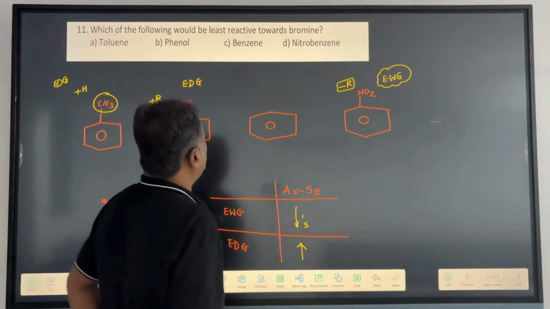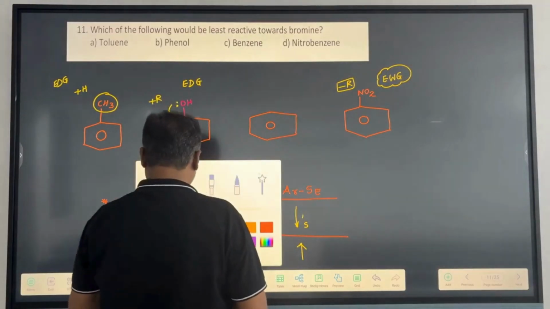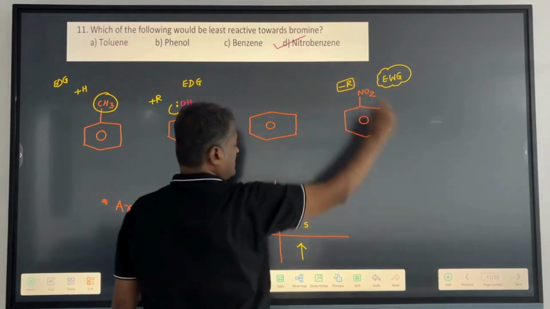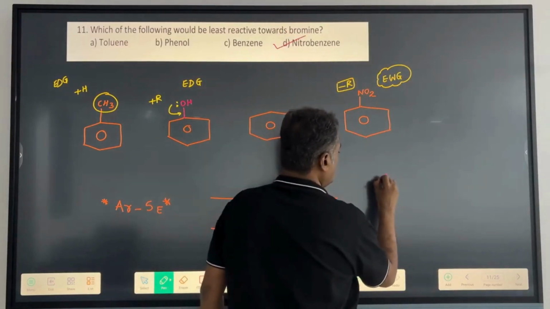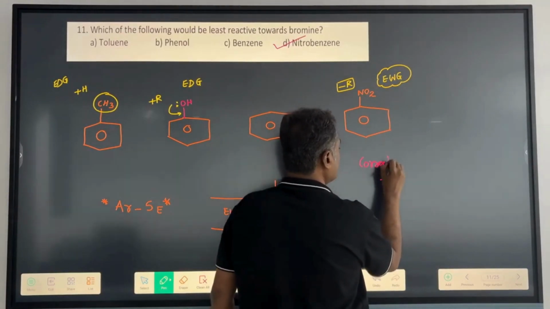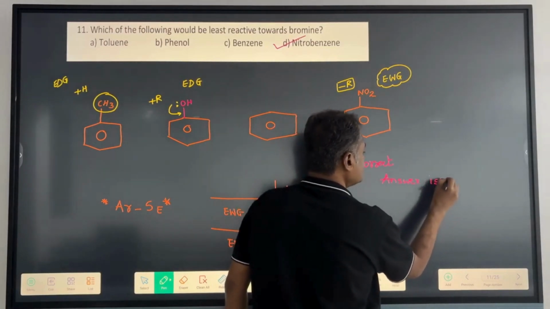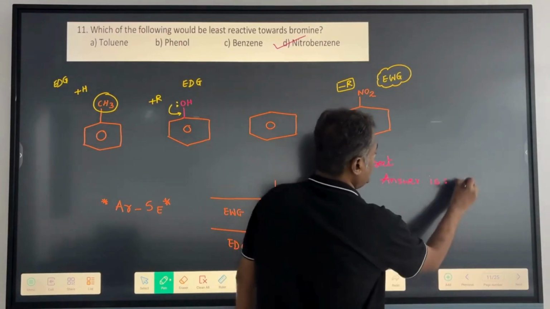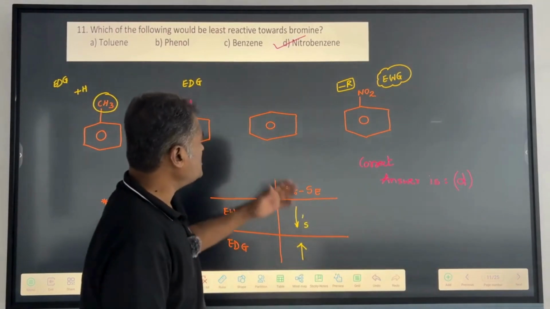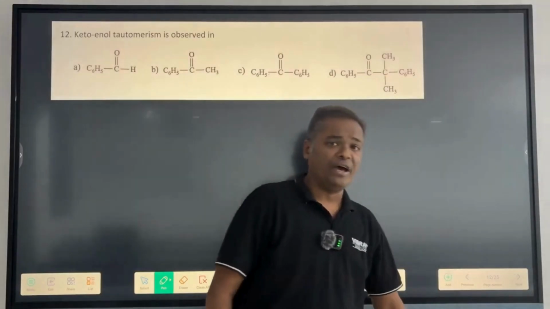So donating group always increases the reactivity, and withdrawing group always decreases the reactivity. So as per our example, they have asked least reactive. That means your nitrobenzene, what you can see, will not be that reactive with bromine. So the correct answer is D, which you can see very clearly, child. Done? I hope so this is clear. Kids, let's proceed with the next example what we have.